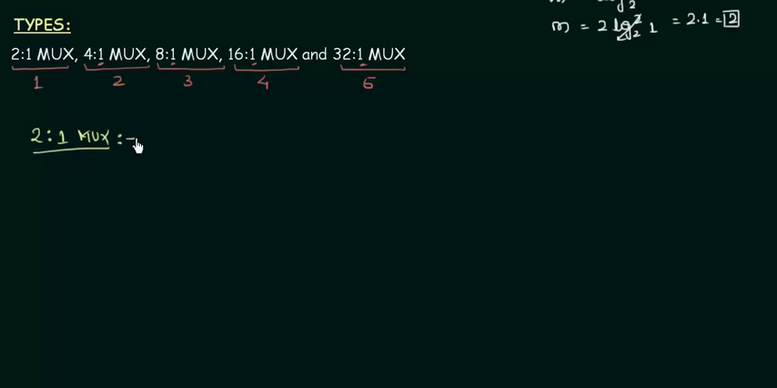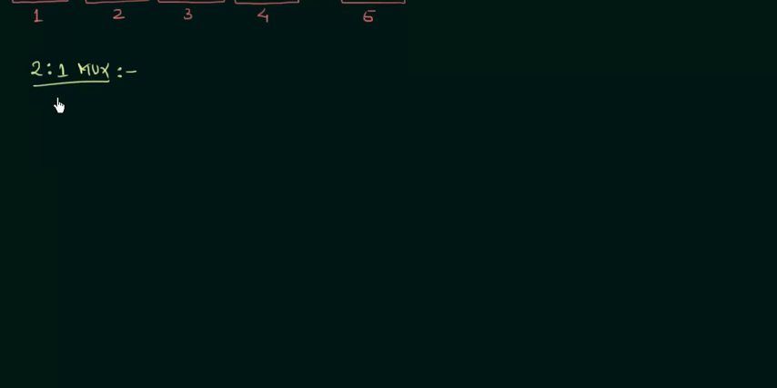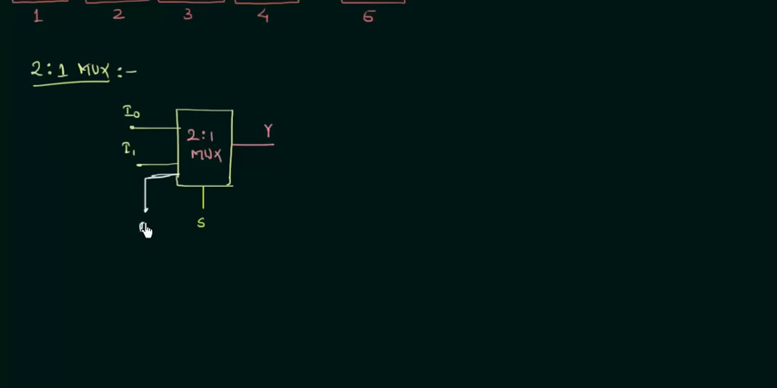Let's try to study something more about 2 raised to 1 MUX. So, as I told you, it is represented by a rectangular box in which the number of inputs are shown. This is I0, I1. The output is shown, Y, of the 2 raised to 1 MUX. And the number of selector variables will be single, so let's say S. Now one more thing in this multiplexer is E, which is your enable.